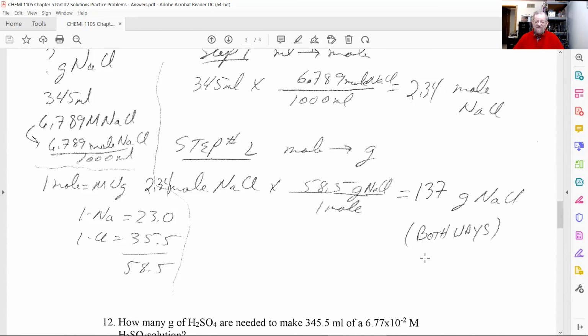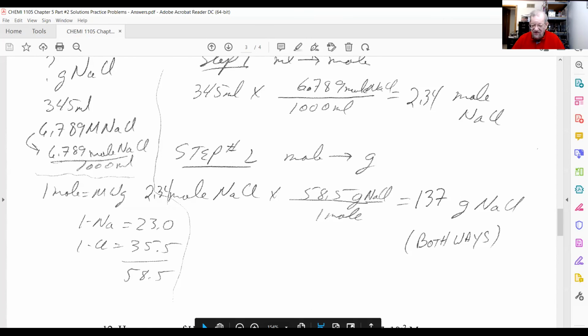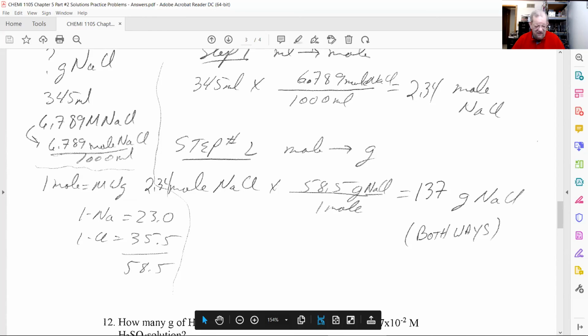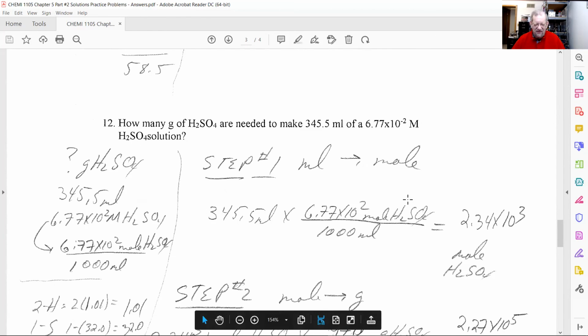If you notice, I have on there both ways, and I got the same answer if you round off at the end or at each step. And that's how you do it. I highly recommend you do this on your own, this type of problem. There are other examples I have here for you to work on.